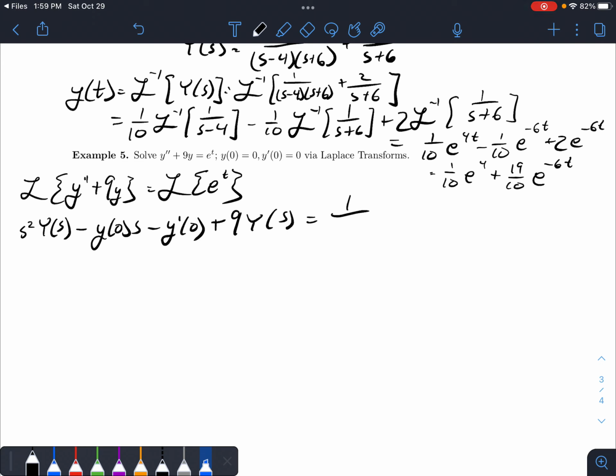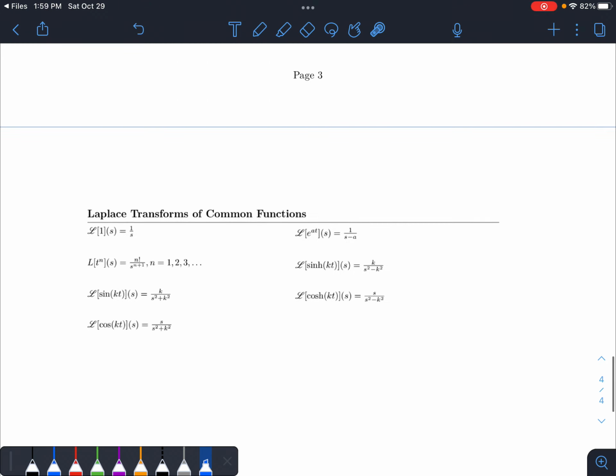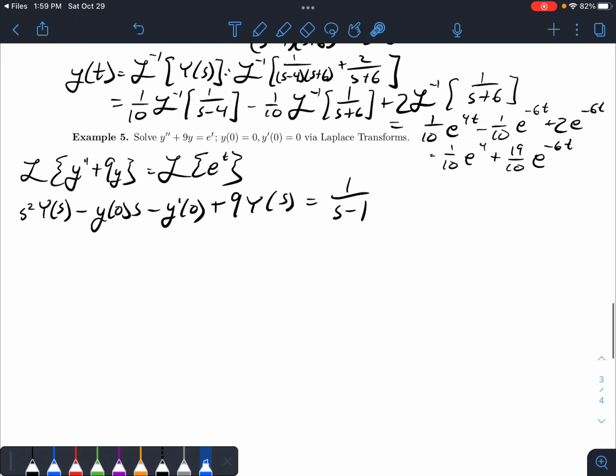And then the right-hand side, Laplace transform of e to the t, is 1 over s minus 1, because this is like e to the at, and a is equal to 1. So the Laplace transform of e to the 1t is 1 over s minus 1. All right. We are told that y of 0 equals 0 and y prime of 0 is equal to 0. So this is 0, this is 0. All that stuff just goes away.